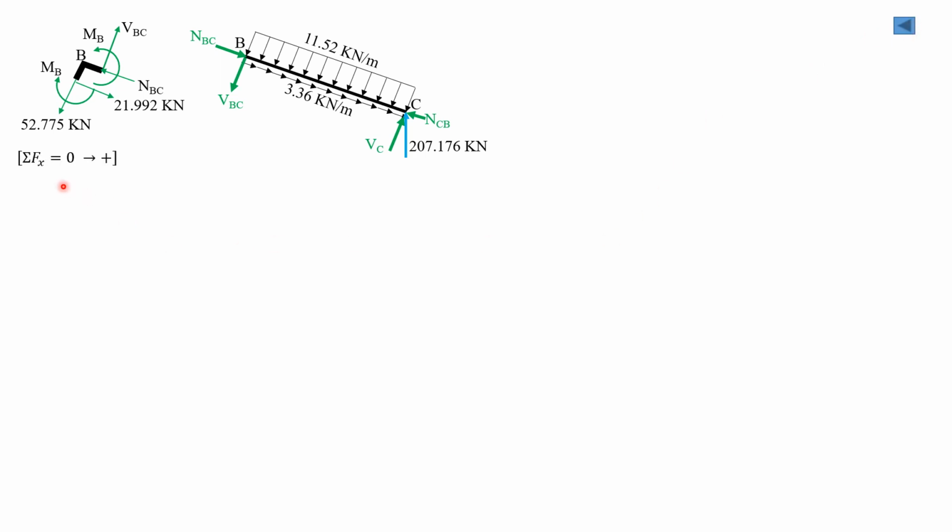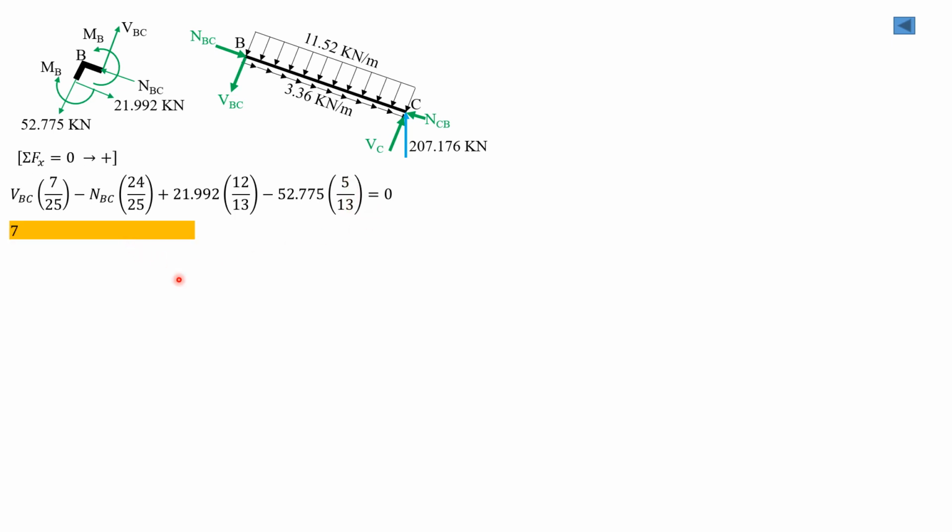So summation of forces X equals 0, right toward positive. So we have VBC times 7 over 25 plus NBC minus NBC 24 over 25 plus 21.992 times 12 over 13, or sine theta, minus 52.775, this is to the left, times 5 over 13, equals 0. So simplifying, 7 VBC minus 24 NBC equals 0. Call that equation 1.